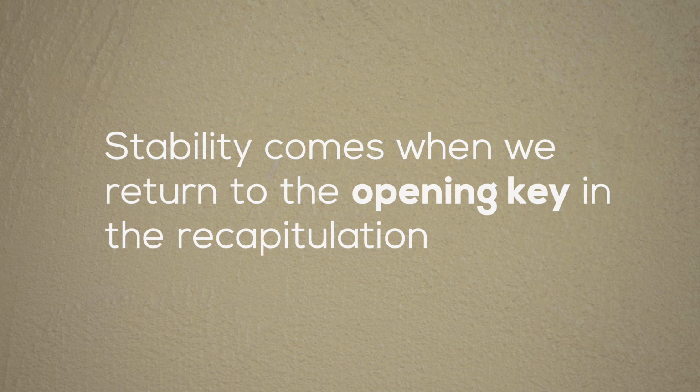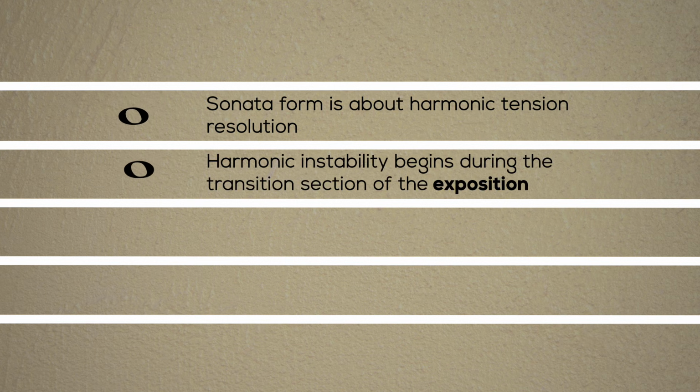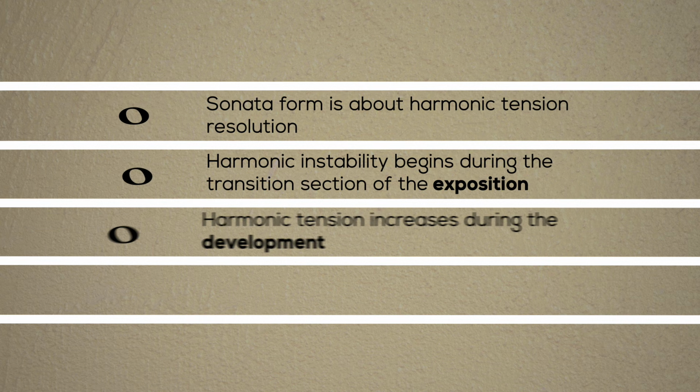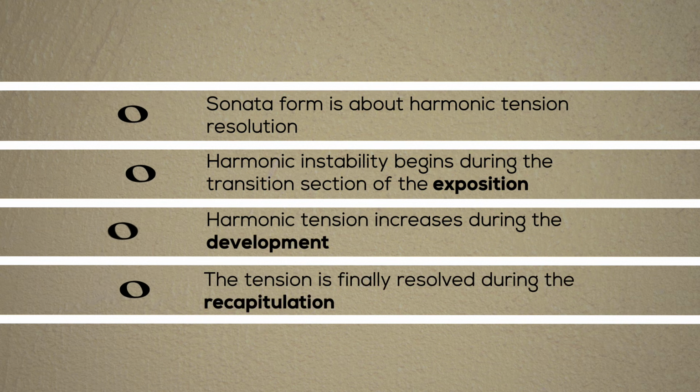In short, a large-scale harmonic tension resolution schema begins with harmonic instability in the transition section of the exposition, which is amplified and put on display in the development and finally resolved during the secondary theme's perfect authentic cadence in the recapitulation.